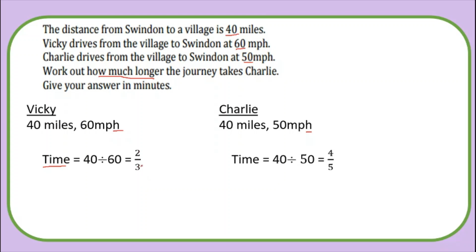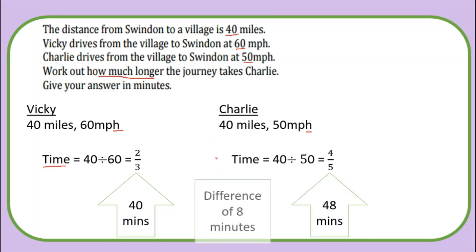2/3 of 1 hour, or 60 minutes, is 40 minutes. 2/3 of 60 minutes is 40 minutes. 4/5 of 60 minutes is 48 minutes. The difference between the two, because that's what it wanted to know, is 8 minutes.